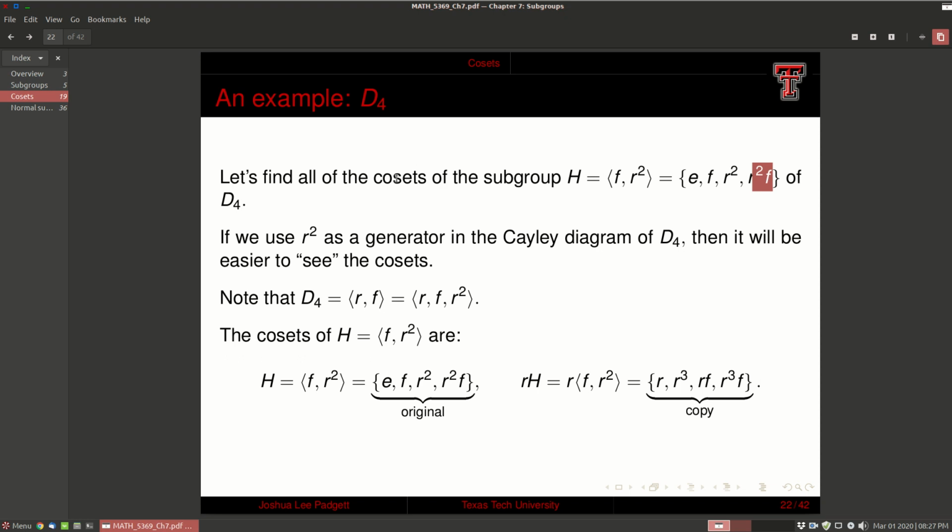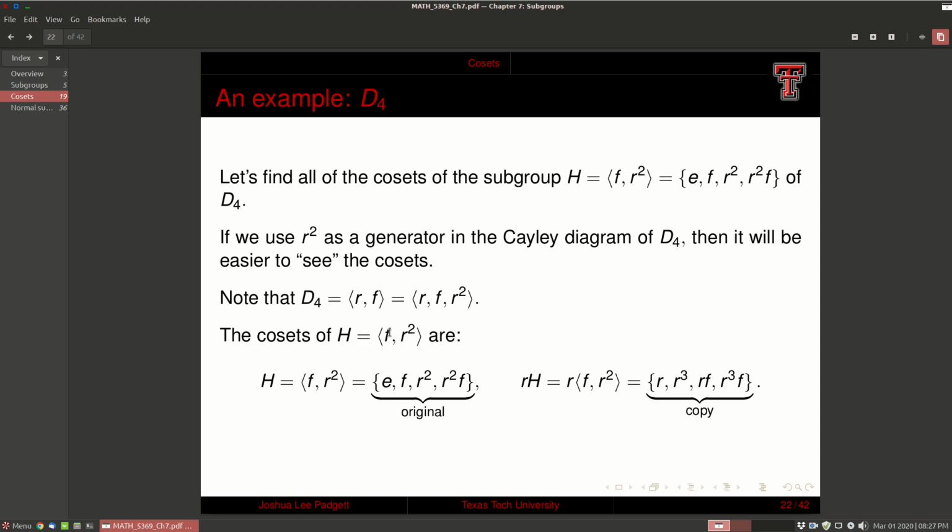All right. So what do I want to do? Well, basically, I want to find all the cosets of the subgroup H inside of D4. If we use R squared as a generator for the Cayley diagram of D4, then it'll be easier to see the cosets. So what do I mean? Note that D4 can be generated just by rotations and flips, or also by rotations, flips, and double rotations. Okay? So the cosets of H, and I'm kind of skipping ahead, assuming that you have read the notes to understand what a coset is. But this is going to be helpful moving forward.